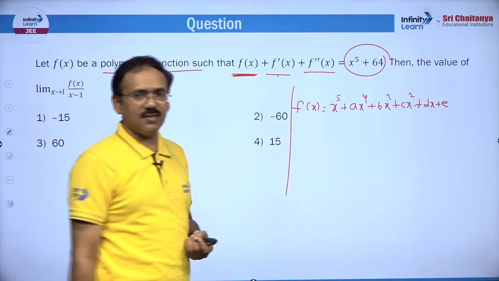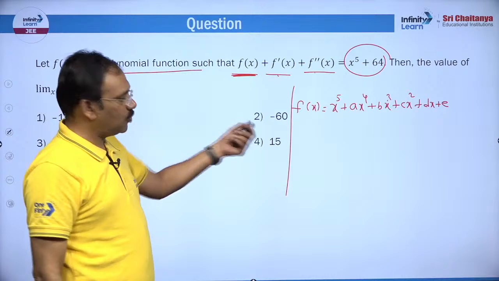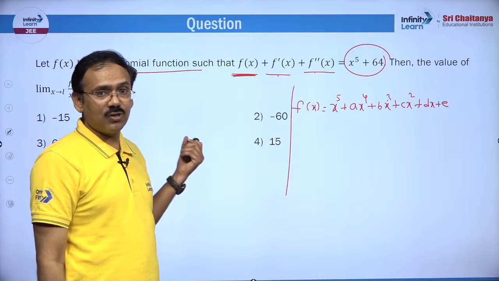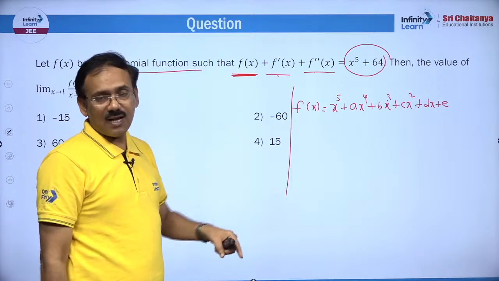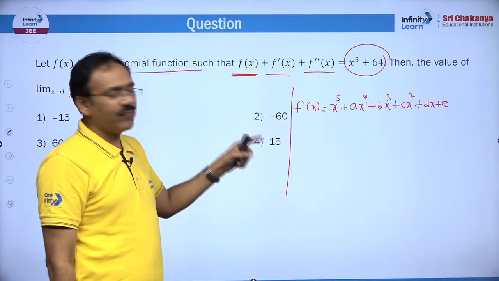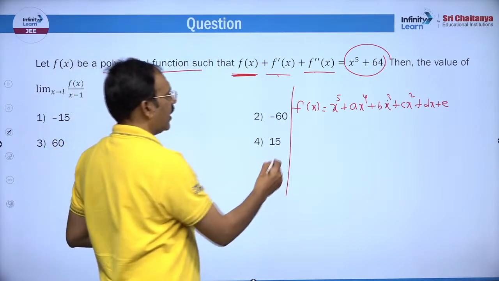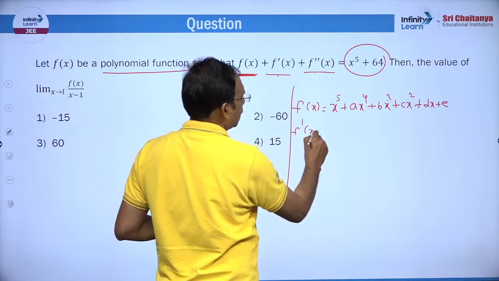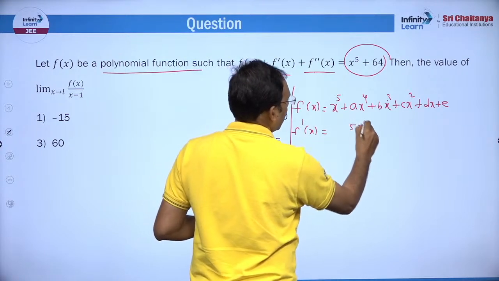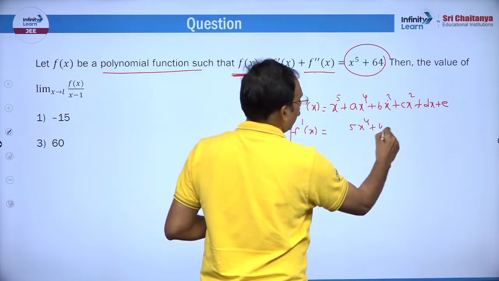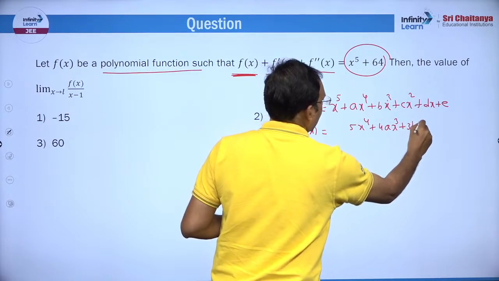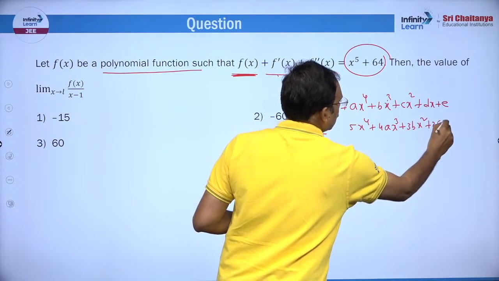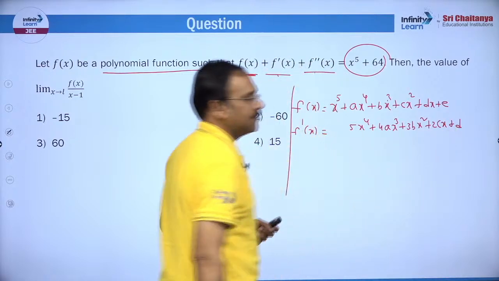Why don't you take it like this? Because the degree of f of x cannot be more than 5. If it is, you will get it like this. It also cannot be less than 5, and the leading coefficient must also be 1. So f dash x, you try to write here: 5x power 4 plus 4a x cube plus 3b x square plus 2cx plus d.